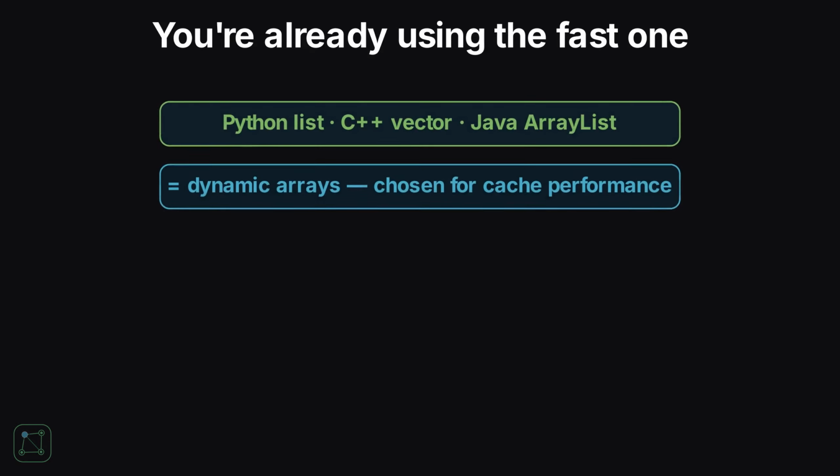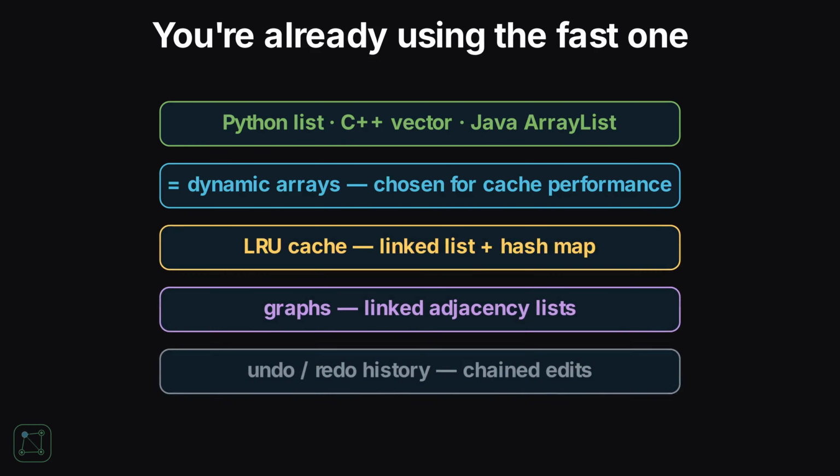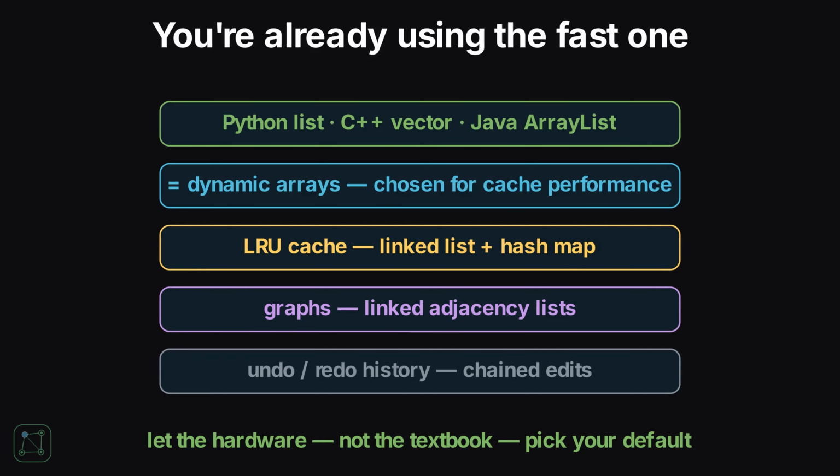This isn't abstract. The default list type in almost every language, Python's list, C++'s vector, Java's ArrayList, is a dynamic array precisely because of cache performance. When you reach for a list without thinking, you're already using the fast one. Linked lists still shine in their niches. An LRU cache pairs one with a hash map to evict the oldest item instantly. Graphs store their edges as linked adjacency lists, and undo histories chain edits together. Know both, but let the hardware, not the textbook, pick your default.